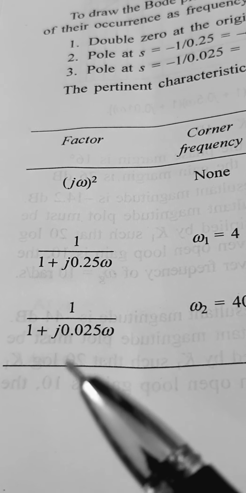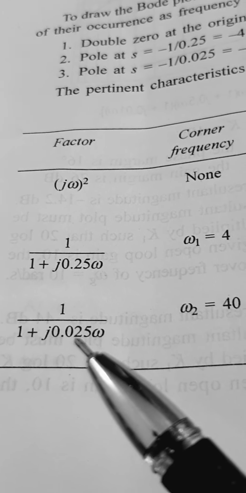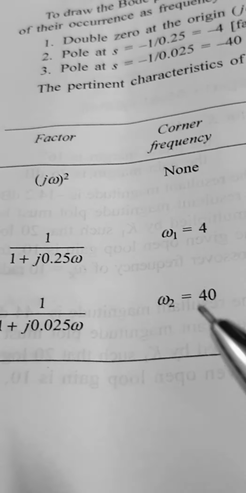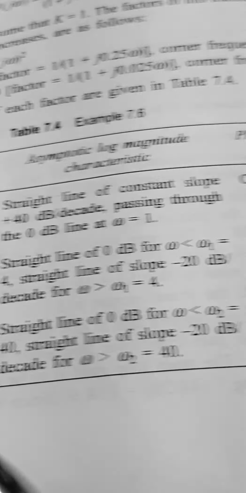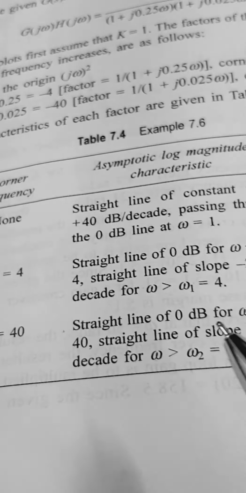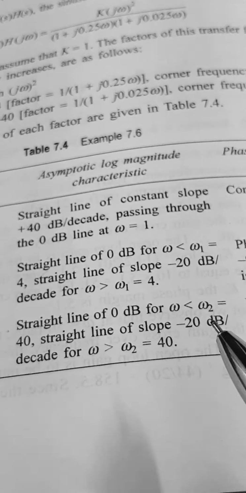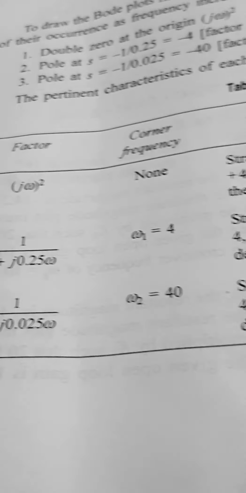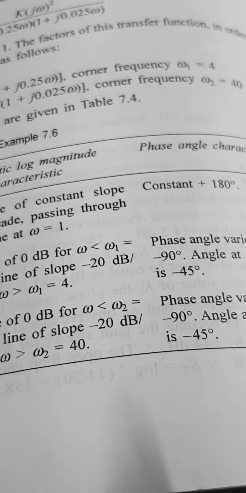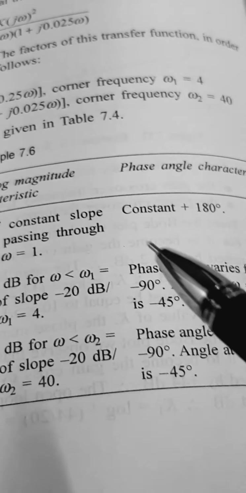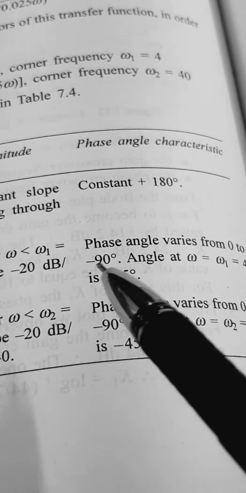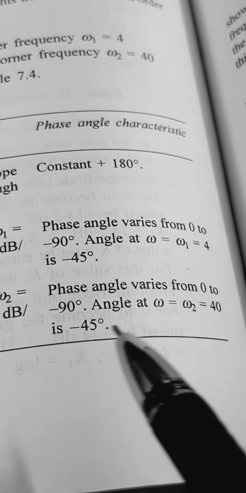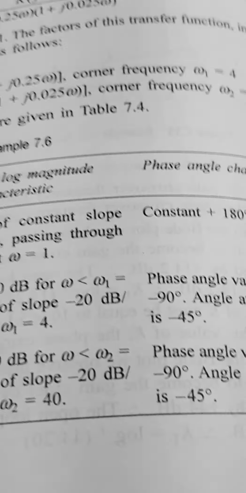Next, here T is 0.025. So the corner frequency omega 2 is 1 by T, 1 by 0.025, which is equal to 40. So a straight line of 0 dB till corner frequency 40, then after that minus 20 dB per decade after 40. And for both, the phase angle varies from 0 to minus 90 degree, and at the corner frequency it is minus 45 degree.